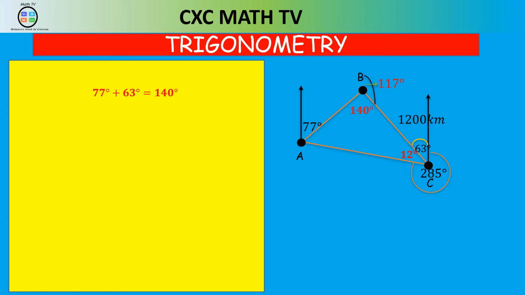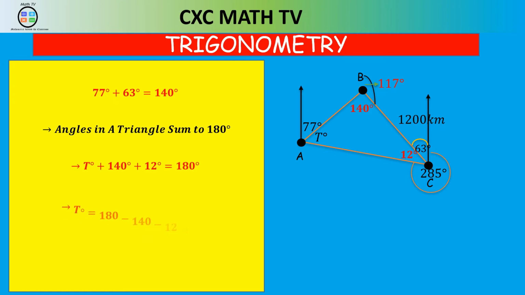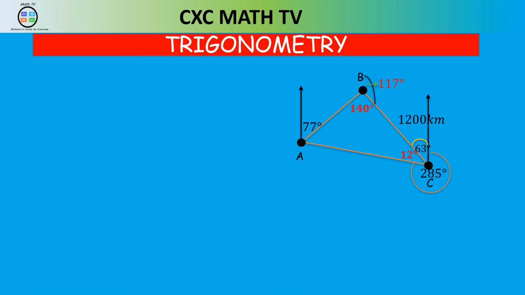Now we only have one more angle inside of the triangle to find. Let's call that angle right there T. If we call that angle T, we know that angles in a triangle sum to 180. And so we can transpose for angle T. By transposing for angle T, we get 180 minus 140 minus 12, which is 28 degrees. So now we find angle T, and angle T is 28 degrees. So now we have all three angles inside the triangle.